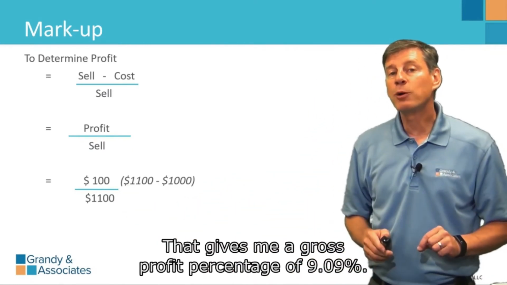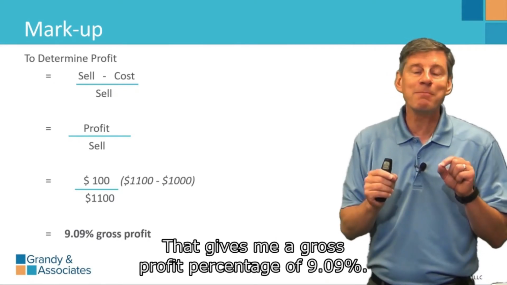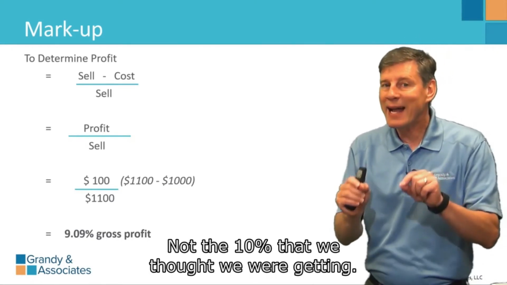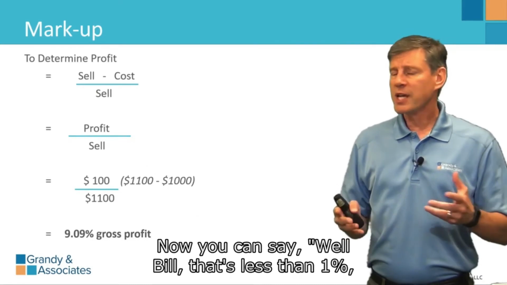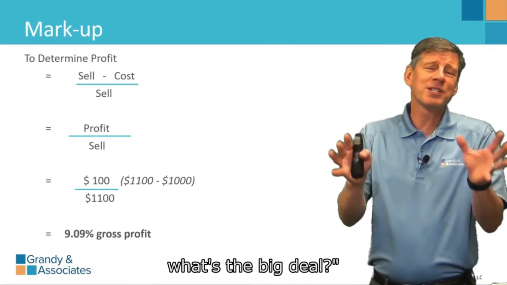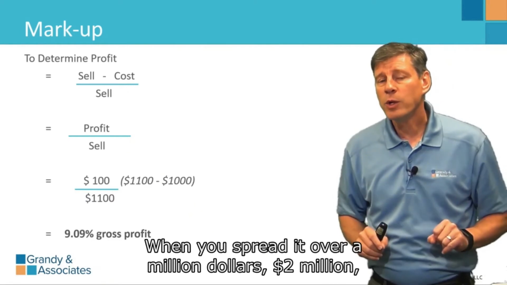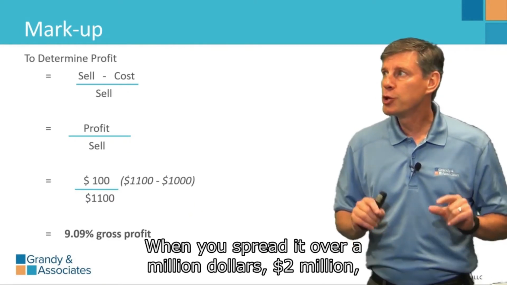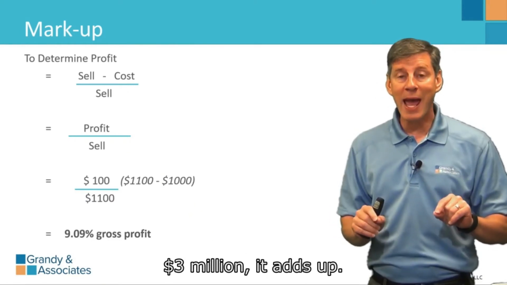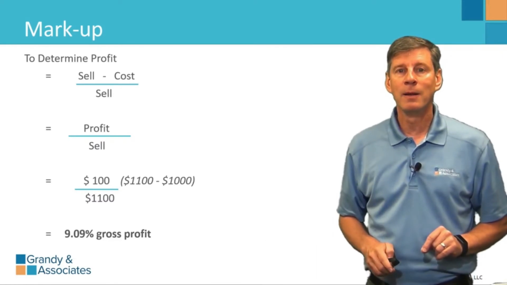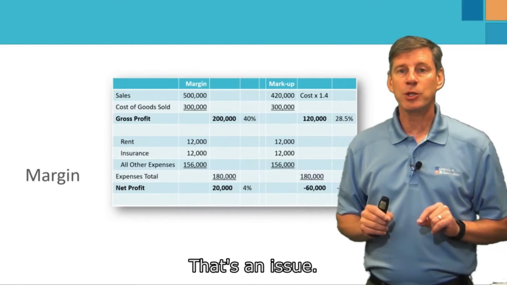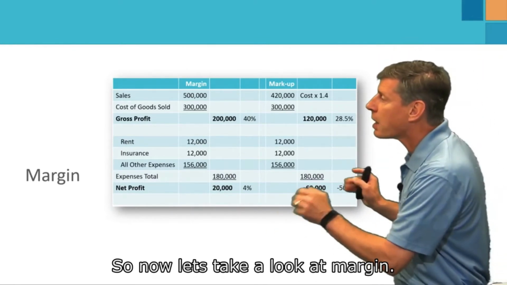That gives me a gross profit percentage of 9.09%, not the 10% that we thought we were getting. Now you can say, well, Bill, that's less than 1%. What's the big deal? When you spread it over $1 million, $2 million, $3 million, it adds up, especially when that money is coming out of your pocket. That's an issue. So now let's take a look at margin.